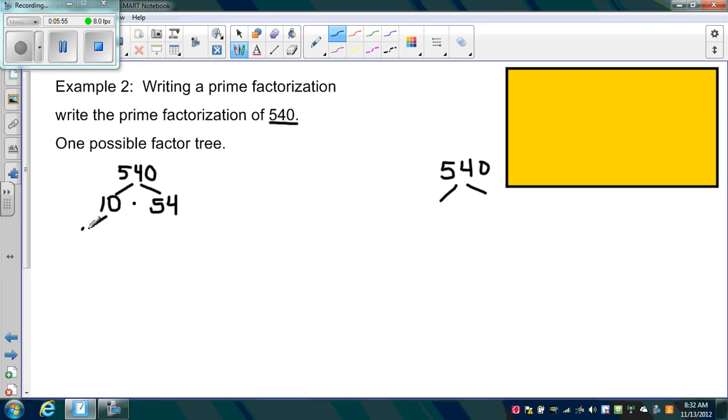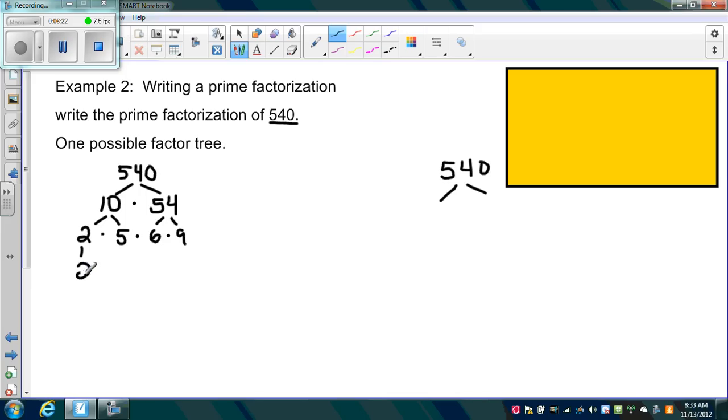Well, we can say 2 times 5. And it's always multiplication. Be careful not to add. And these are two prime numbers, so that's great. That's not going to get simplified anymore. 54 we can break down into 6 times 9. And there we go. But we're still not simplified because 6 and 9 are not prime numbers.